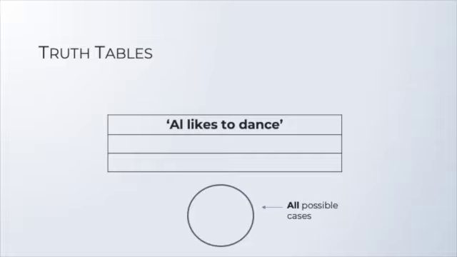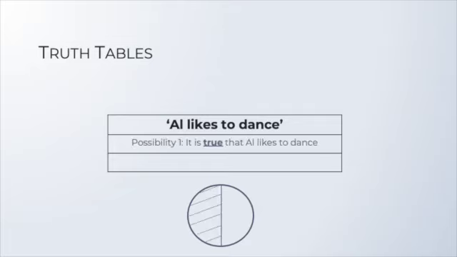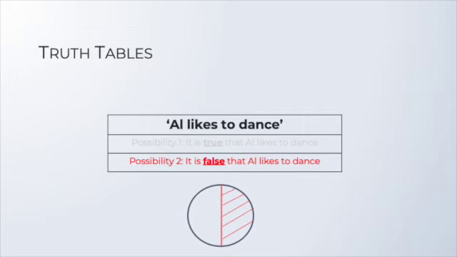Correspondingly, the first line of our truth table corresponds to the possible situation in which it is true that Al likes to dance, whereas the second corresponds to the situation in which it is false that Al likes to dance. This example makes it look like truth tables might be pretty trivial things. But don't despair, they get more interesting and more useful when we consider compound sentences, as we'll soon see.